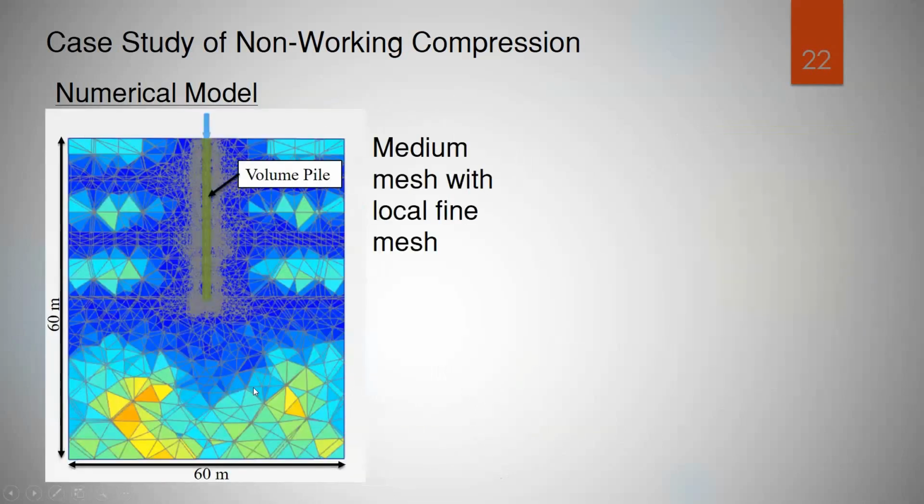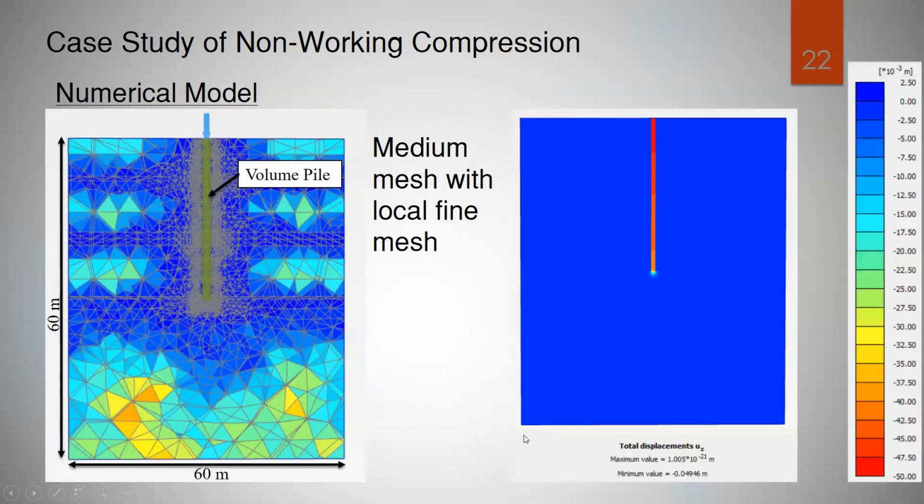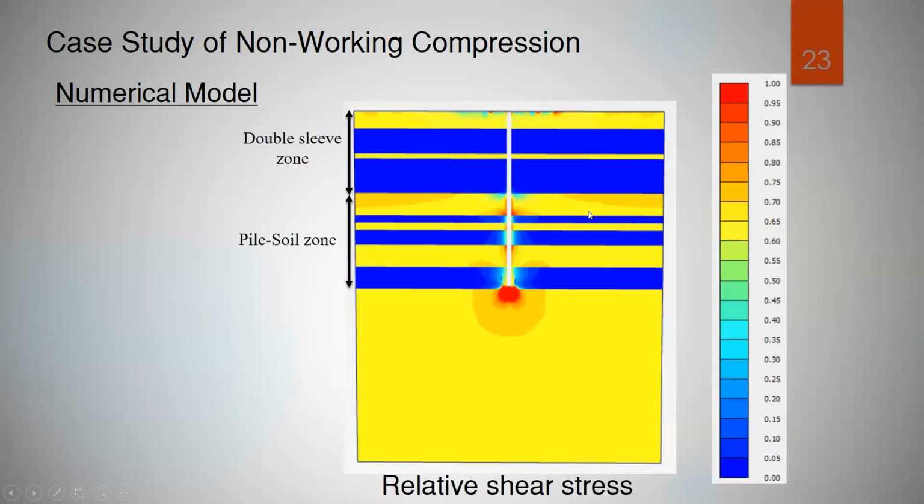Here we show the meshing of the model. We use a medium mesh overall with local refinement around the pile. Our selected model geometry does not affect the output load displacement curve.